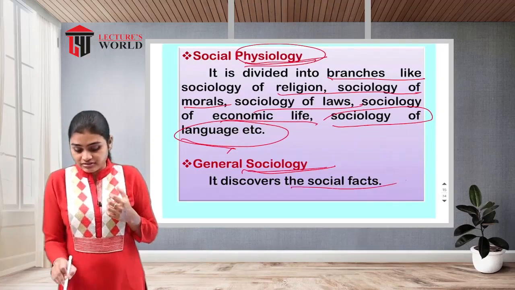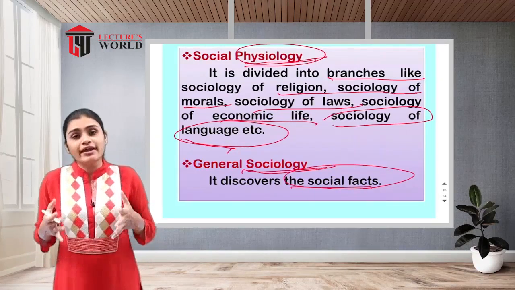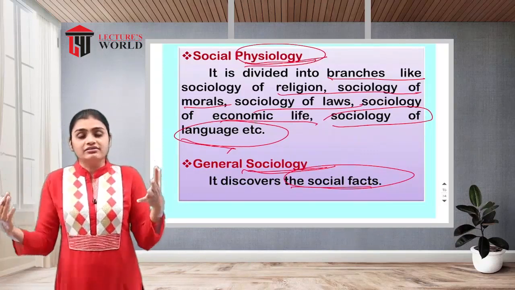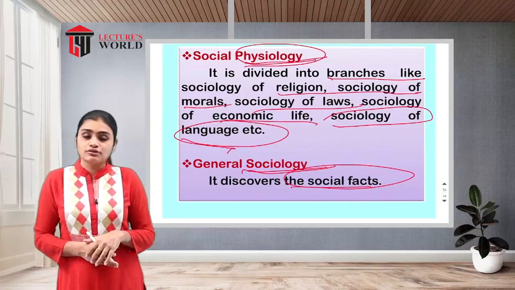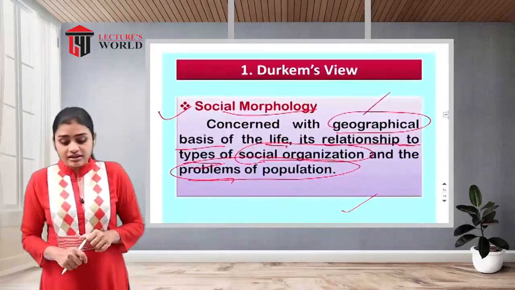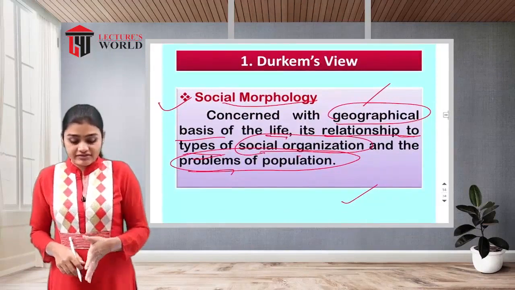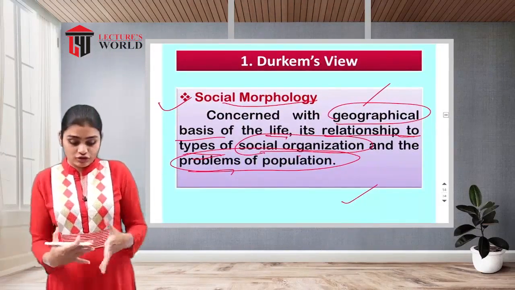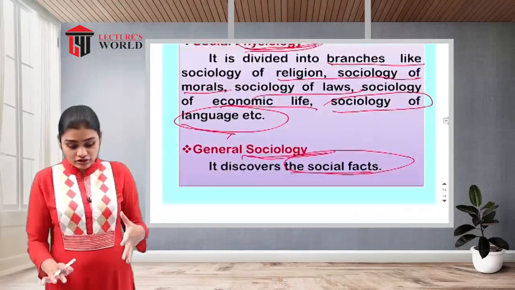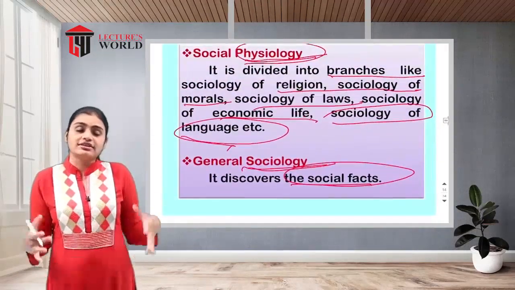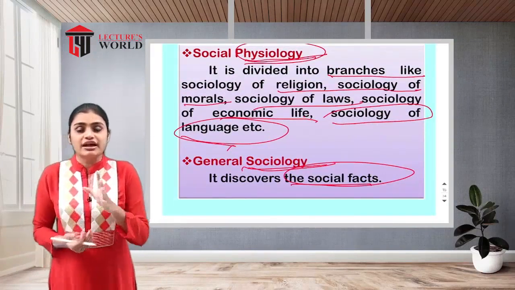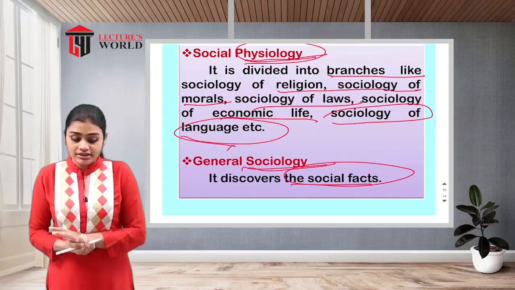It discovers the social facts. That means what actually is happening in the society. So it is working on those facts. So that is your general sociology. So Durkheim's view has given this scope of sociology: social morphology, social physiology and general sociology. These three branches have been given by Durkheim's view.